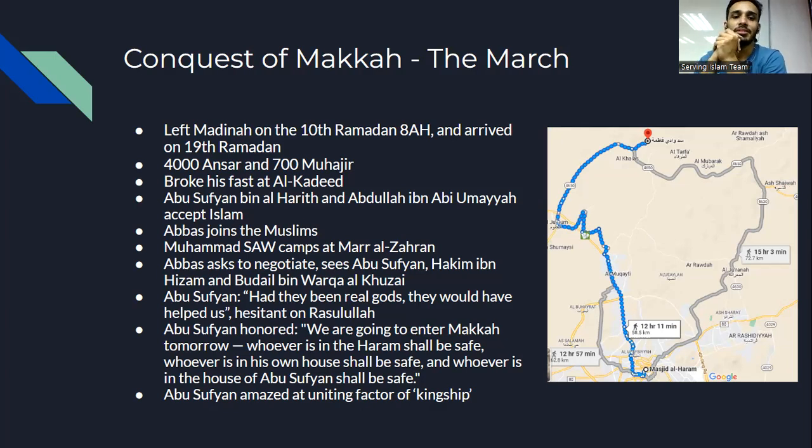So Muhammad Sallallahu Alaihi Wasallam then said that we are going to enter Makkah tomorrow. So the general message that he gave to the people of Makkah was this one. We are going to enter Makkah tomorrow. Whoever is in the haram shall be safe. Whoever is in his own house shall be safe. And whoever is in the house of Abu Sufyan shall be safe. Right? So this was the honor that Muhammad Sallallahu Alaihi Wasallam gave to Abu Sufyan, that his house became a sanctuary. Now Abu Sufyan was observing the Muslim army under Muhammad Sallallahu Alaihi Wasallam.